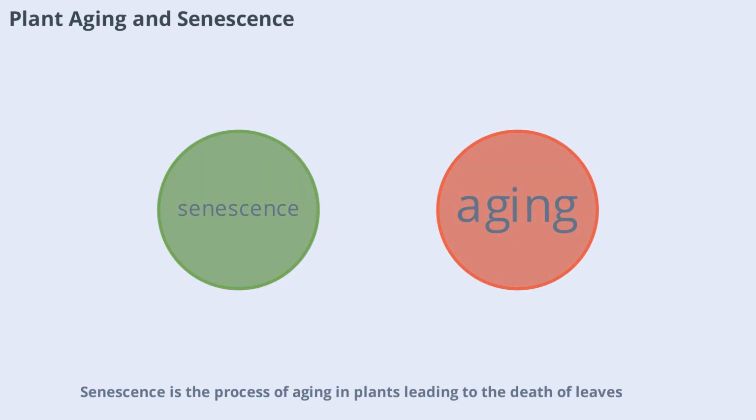Senescence is the process of aging in plants, leading to the death of leaves, flowers, or the entire plant. It's a highly regulated process controlled by hormones and environmental cues. Senescence allows plants to recycle nutrients and prepare for the next generation.